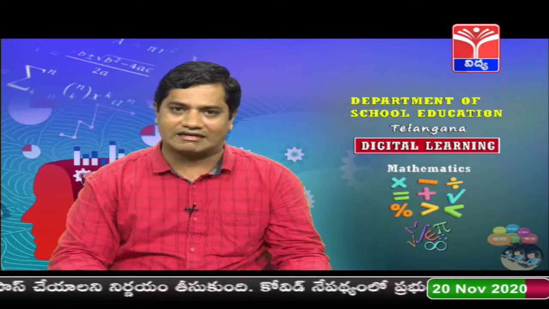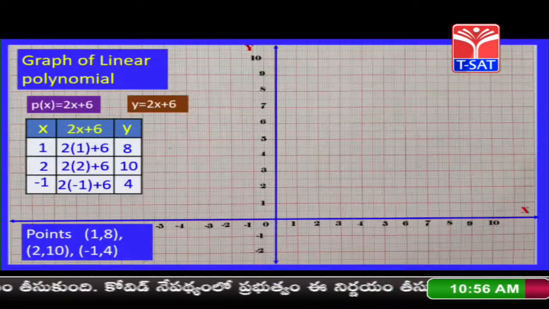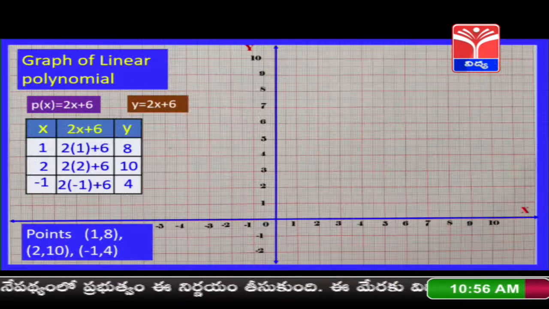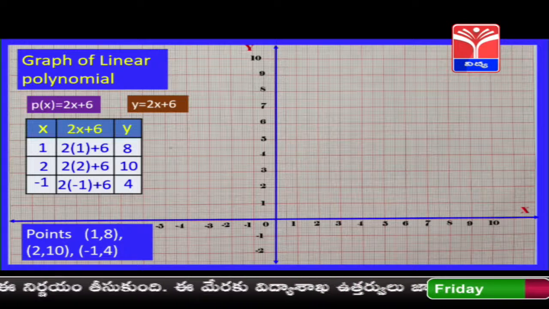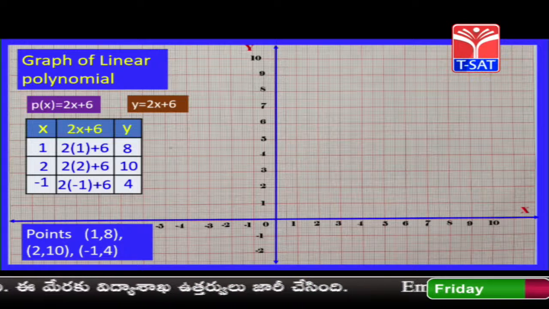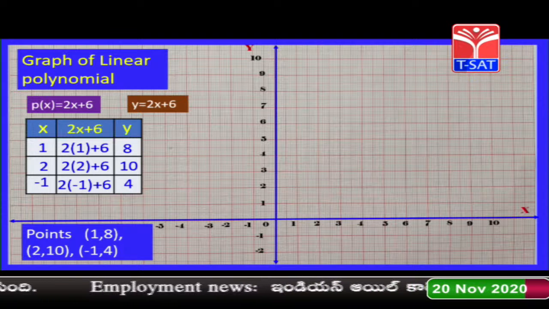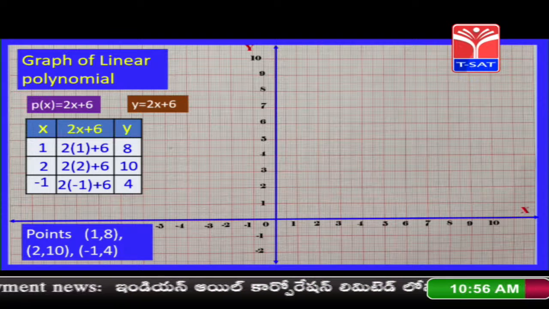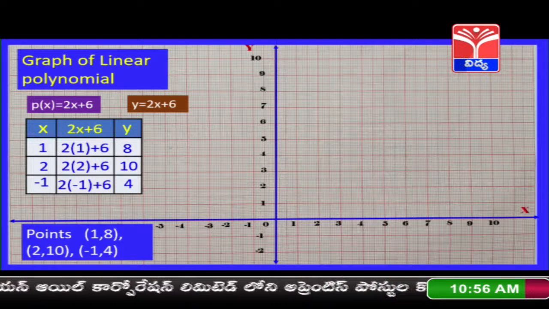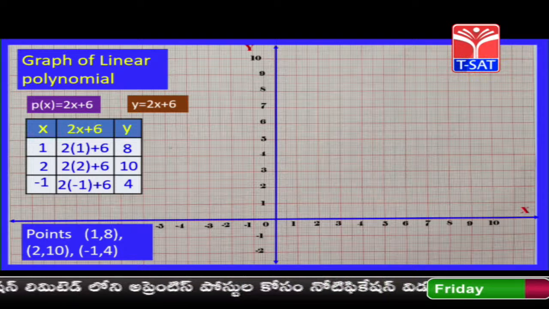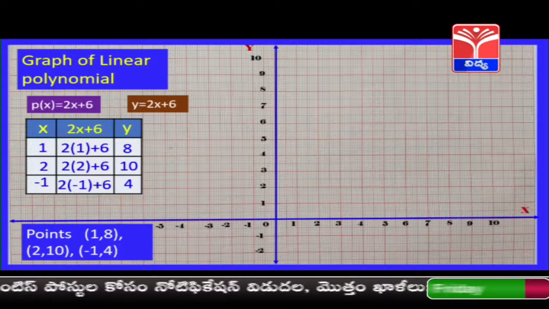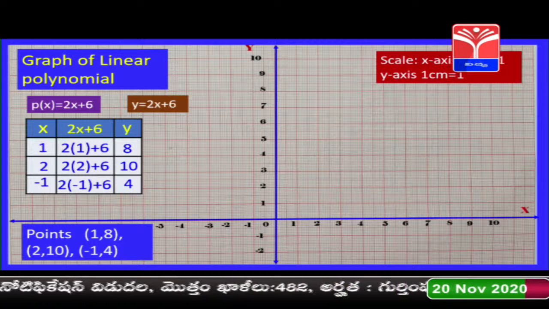Now I am taking one graph paper here. All of you observe this graph paper. Here one vertical line and one horizontal line. The horizontal line is called the x-axis and the vertical line is called the y-axis. Now see the numbers on those two axes, how we have taken here, that is called the scale.